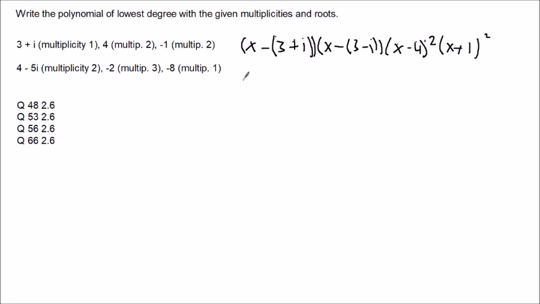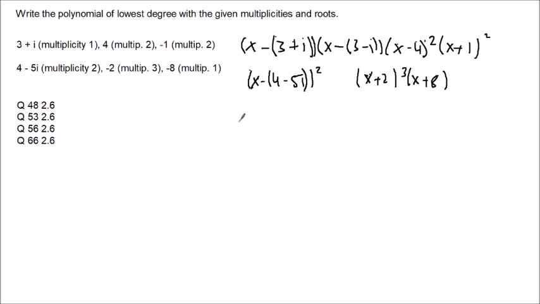This is x minus 4 minus 5i, but squared. This is squared. This is a little weird. I'll tell you why this is a little weird later. But we can just do this. x plus 2 to the 3rd power. x plus 8 to the 1st power. We're going to expand this, and we're going to see if there's a better way to have a lower degree with the multiplicity of 2.